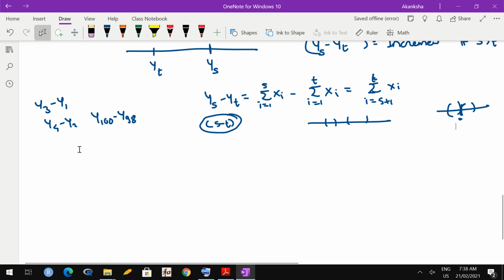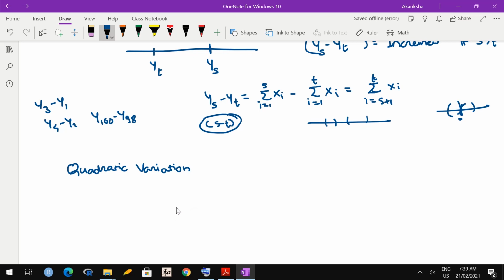Now we are going to study a few more properties of random walk. One of them is what is known as quadratic variation. So what is a quadratic variation? As the name suggests, it is trying to capture some sort of variation.